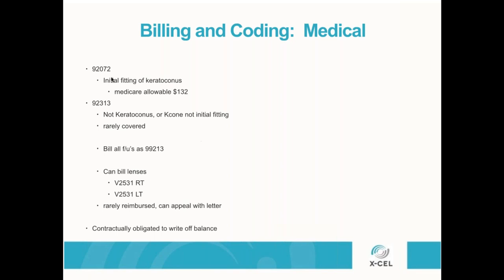In medical insurance, everything is itemized. You either use your 92072 if it's your initial fitting. In Missouri, our Medicare allowable in my city is $132 for that, which is pretty bad. 92313 would be a scleral lens fitting for non-keratoconus patients or keratoconus patients you fit before. I find that it's rarely covered. That's usually the one that I ask about when I call, and if they say no, it's not covered, I say okay, and that patient becomes a cash pay patient at that point.